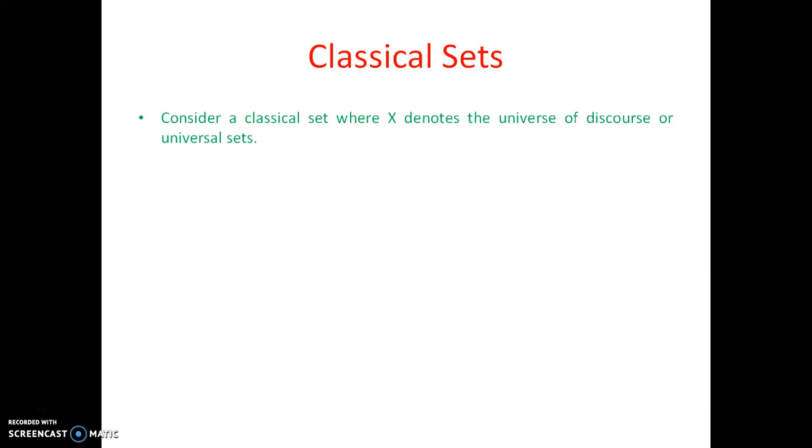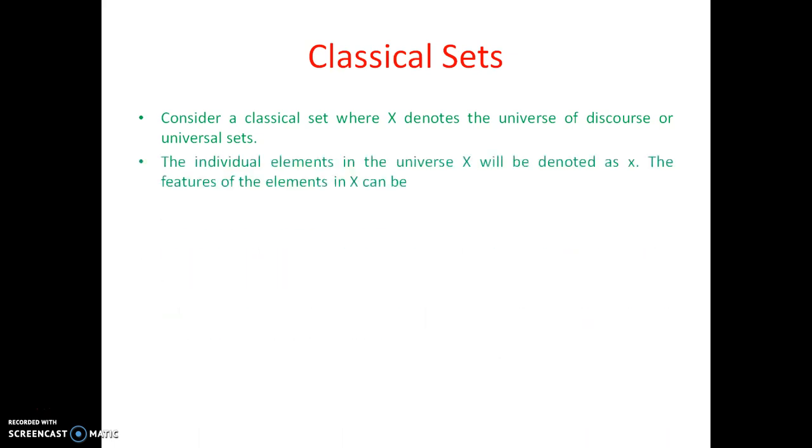Consider a classical set where capital X denotes the classical set, and that is the universe of discourse. That is the entire area, as you have seen in the Venn diagram. One rectangular box or one sphere we have drawn, and that entire area is called the universe of discourse, capital X. For each element in capital X, individual elements will be denoted as small x.